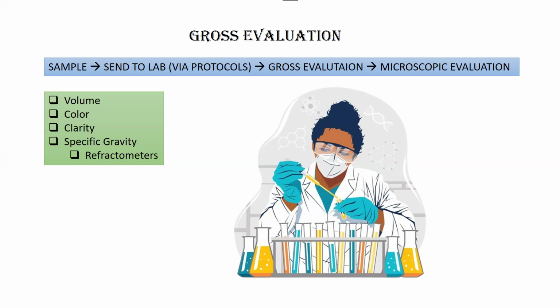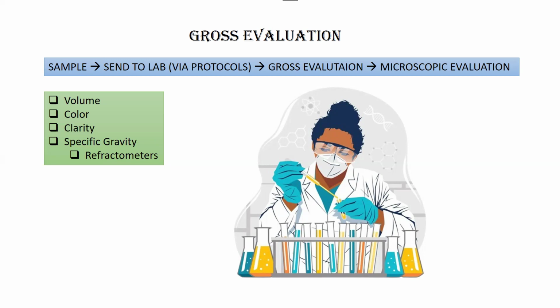Maintain the temperature, because extreme cold or hot temperature will affect the crystals and casts that are normally present in the urine. So send that sample to the lab via protocols, and in the lab we do number one, gross evaluation, and after that we go for the microscopic evaluation. So this lecture is on the gross evaluation.